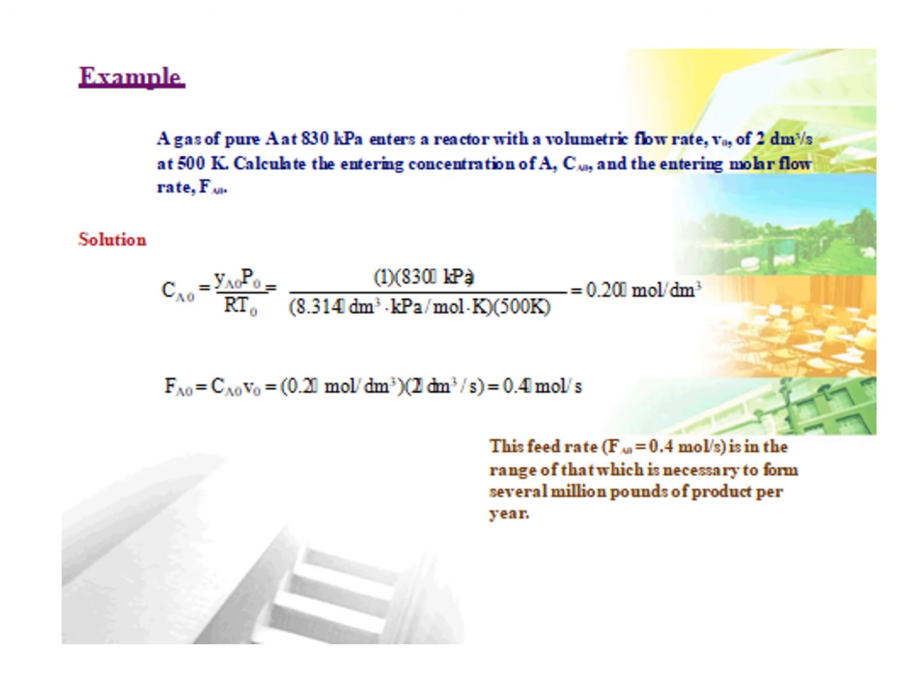So here we know very well that FA0 is equal to CA0 V0. After multiplication we'll find 0.4 mole per second. So this is the feed rate, that is FA0 equal to 0.4 mole per second, which is in the range of that necessary to form several million pounds of product per year.